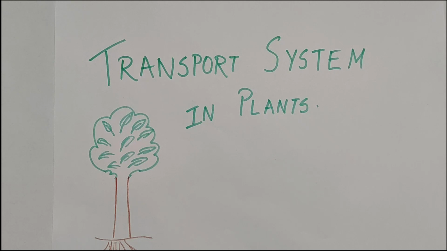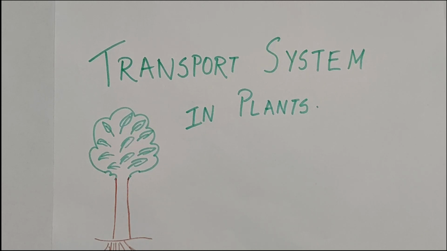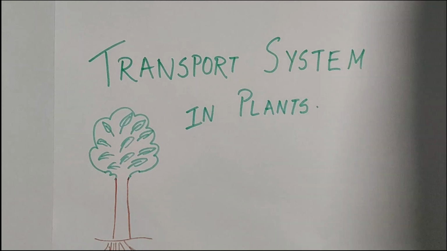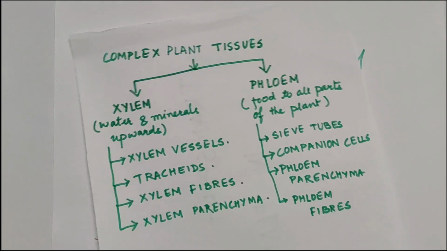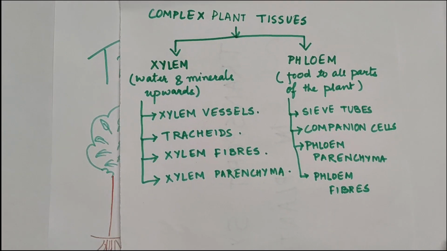This system is called the vascular system in plants, and it is composed of phloem and xylem, which extend from the tip of the roots to the tip of the leaves. So, xylem and phloem are the two complex plant tissues.